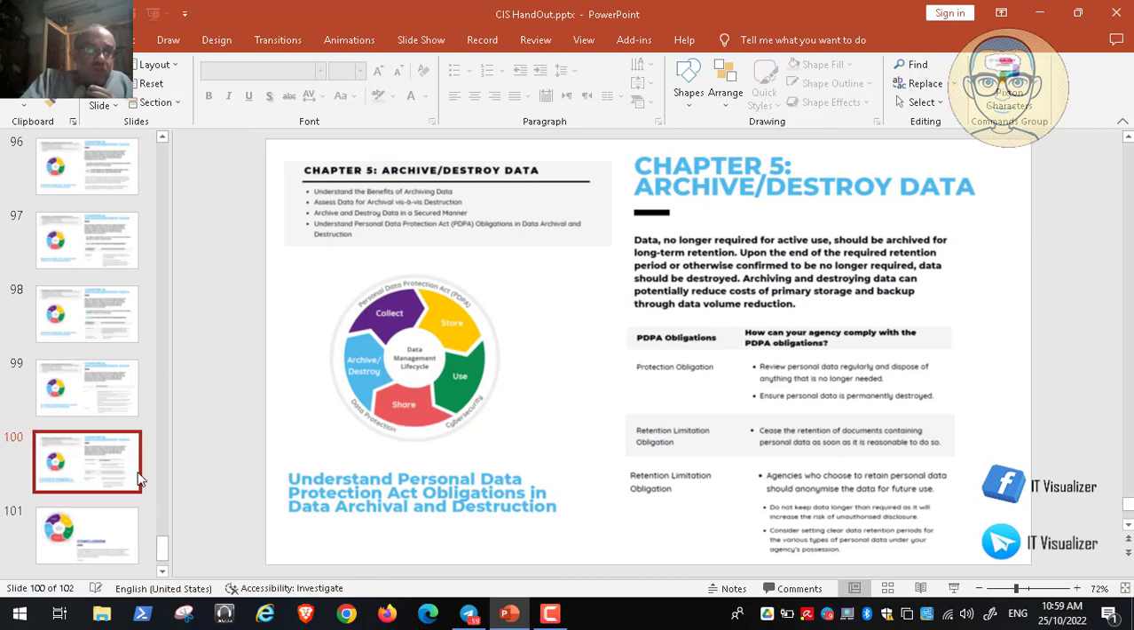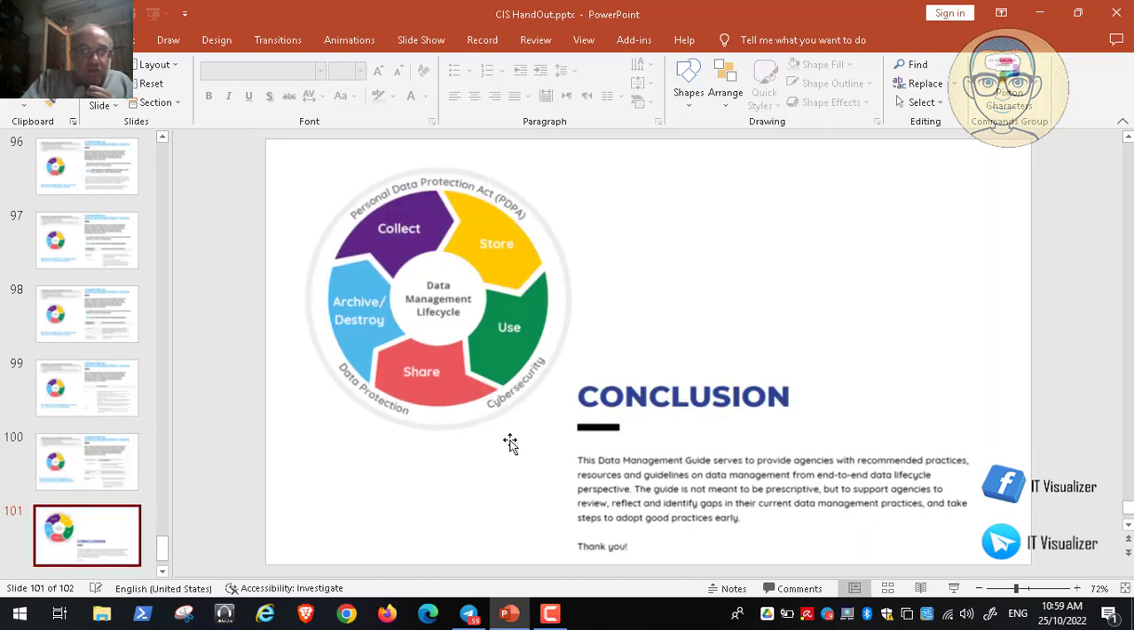Okay, so this is the end of the data life cycle and a conclusion at the end. The data management guide serves to provide agencies with recommended practices, resources and guidelines on data management from an end-to-end data lifecycle perspective. This guide is not meant to be prescriptive, but to support agencies to review, reflect, identify gaps in their current data management practices, and take steps to adopt good practices earlier. So these are the life cycle stages: collect, store, use, share, archive and destroy, and data protection.